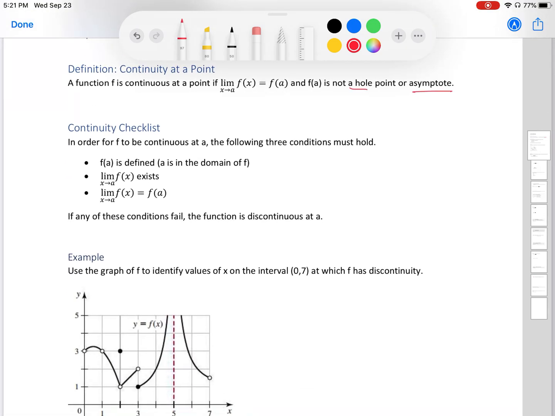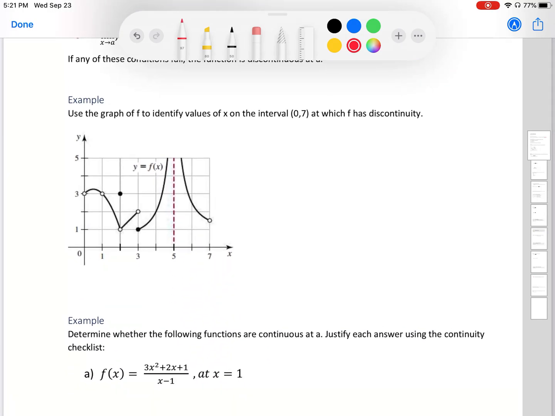Now let's go ahead and go through our continuity checklist. In order for f to be continuous at a, the following three conditions must hold. First, f of a is defined, meaning I can evaluate for it. It's part of our domain. Second, the limit as x approaches a of f of x exists. And third, the limit as x approaches a of f of x equals f of a.